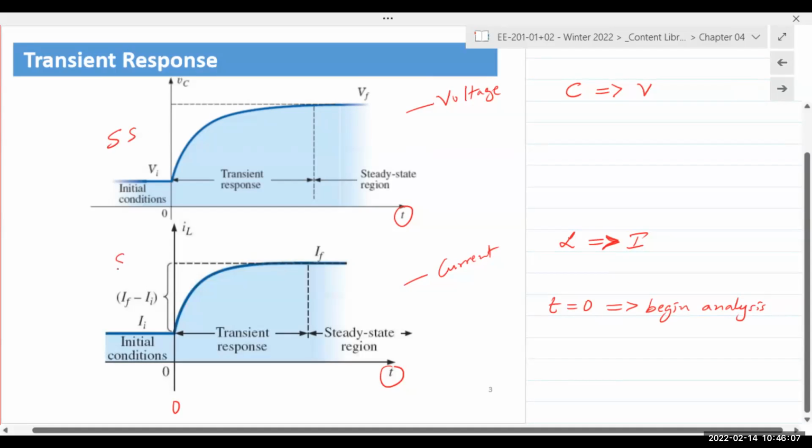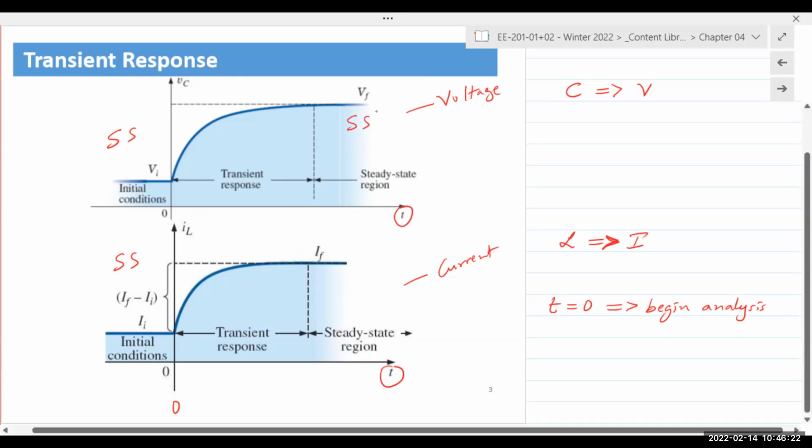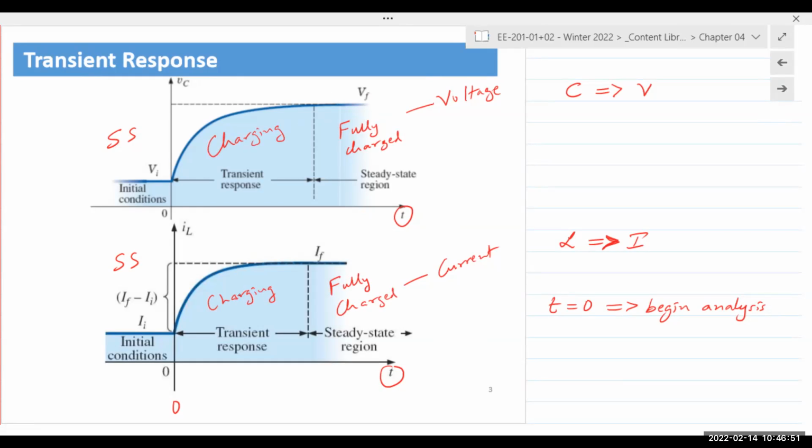The region before that is steady state. It's technically the initial conditions, but we would like to say that the voltage or the current is not changing with respect to time, so we can call it a steady state. And once it reaches full charge, fully charged, it is again a steady state. And this is, of course, the transient portion where it is still charging. You will see that when we generate the equations, they will all look very, very similar. Any questions thus far?